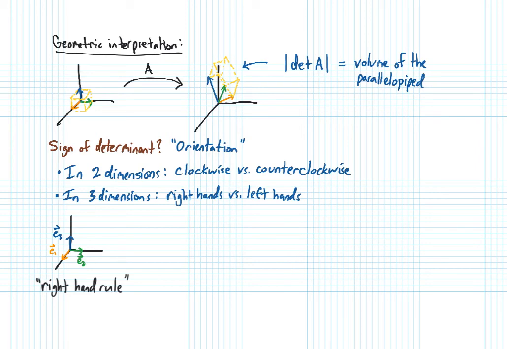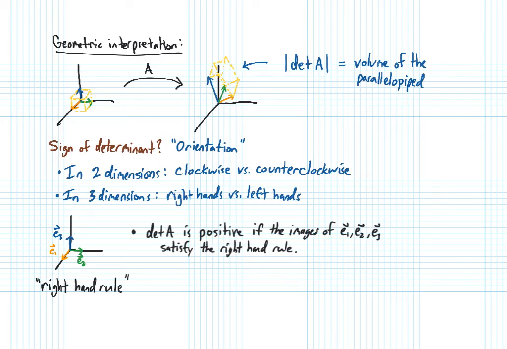The right-hand rule plays the role in 3 dimensions that the counterclockwise arrow played in 2 dimensions. And so the sign of the determinant tells us whether that relationship still holds in the image. If the images of E1, E2, and E3 satisfy the right-hand rule, then the determinant of A will be positive. And so, for example, in the picture that's at the top of the slide right now, that's an example of a matrix where the determinant would be negative.